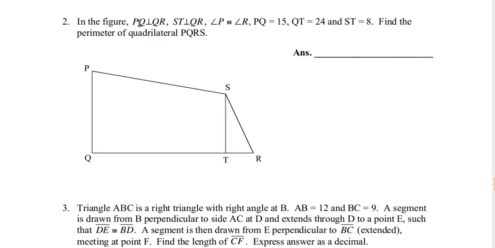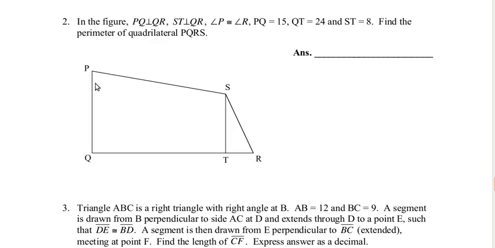In the figure, PQ is perpendicular to QR, so PQ and QR. ST is perpendicular to QR, so ST and QR. Angle P is congruent to angle R, so angle P up in this upper left corner is congruent to this angle in this lower right corner. PQ equals 15, so that whole side is 15. QT equals 24, so this portion of the whole side QR, QT, is 24, and ST equals 8. Find the perimeter of quadrilateral PQRS. The whole thing is PQRS.